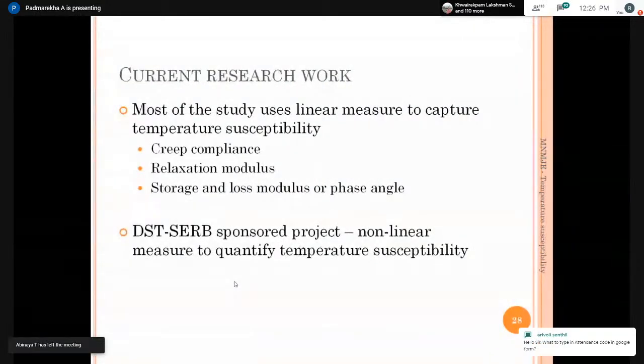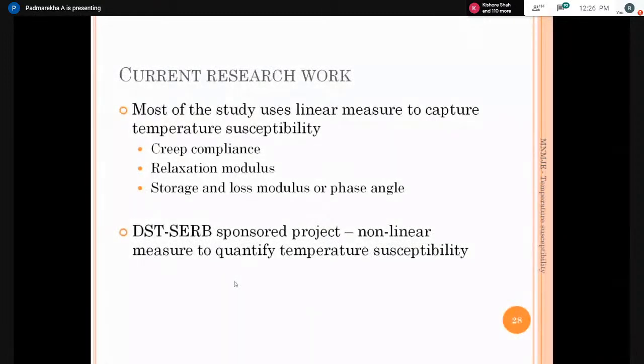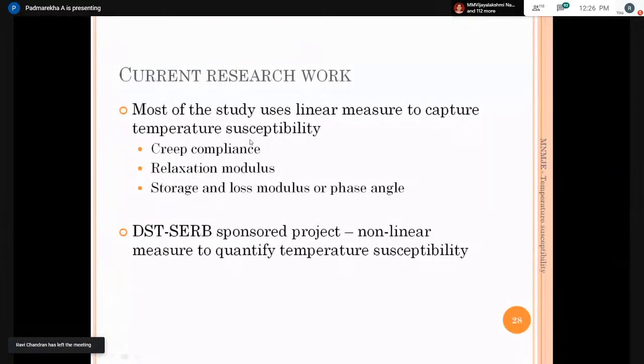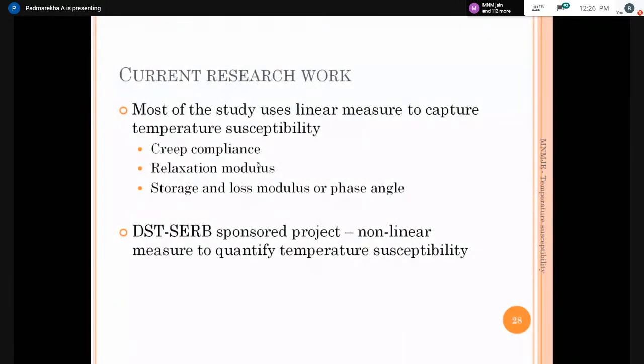Most of the studies use a linear measure, like modulus. Creep compliance is a modulus measure. Relaxation is also a modulus measure, like storage modulus, elastic modulus, or loss modulus, which is nothing but a viscous modulus, or the phase angle is also a linear measure. Linear measures are applicable when the deformation in the material is very, very small. Now, what will happen if the traffic load is too high, or if the deformation in the material is too high?